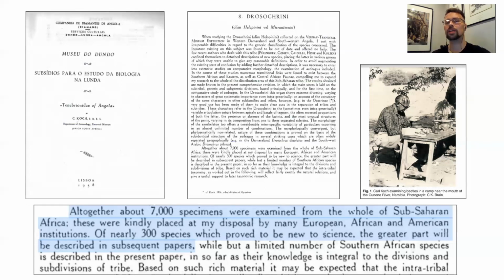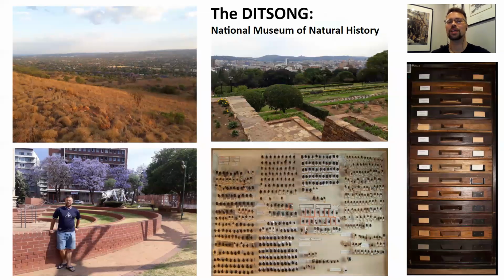As Koch stopped working on the group right after this publication, a few questions emerged. What happened to this material, and what about those 300 new species? Koch was a researcher based at the Ditsong Museum in South Africa. He was also the founder of the Gobabeb Research Station in Namibia. In recent years, I have visited the Ditsong collection several times, and thanks to the help of Ruth Miller, I was able to play a bit with Koch's Helopinina material.